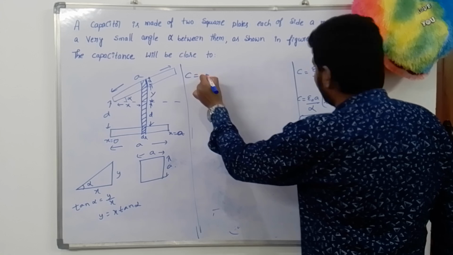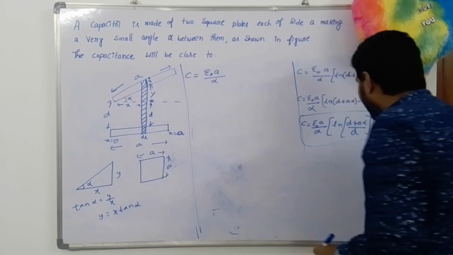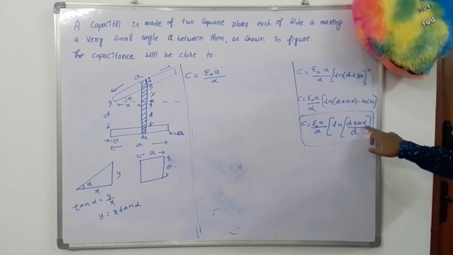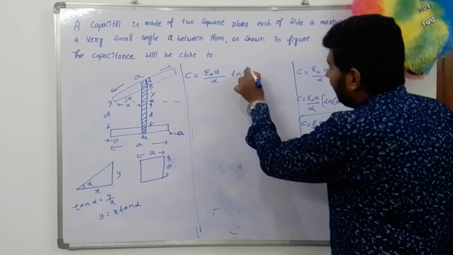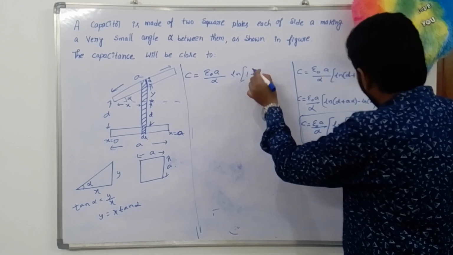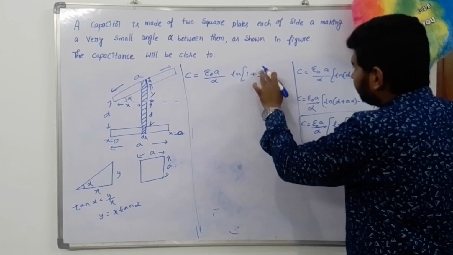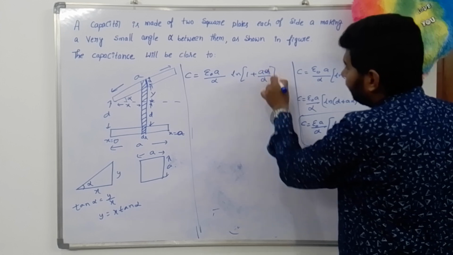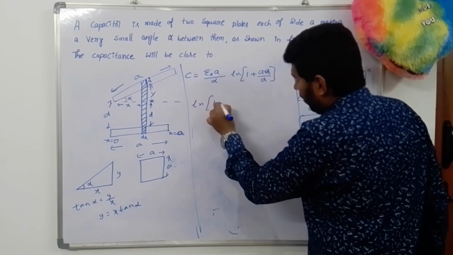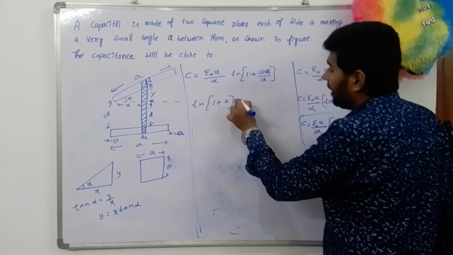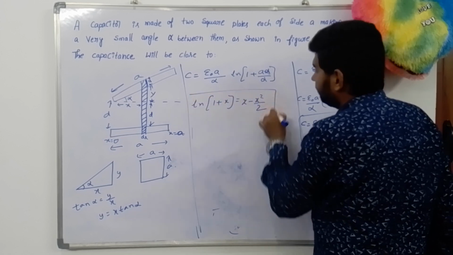C is equal to epsilon naught a by alpha. How to write this one? ln of d plus a alpha by d. Is there any common terms here? I can write ln of 1 plus a alpha by d. If you observe, it is in the form of ln of 1 plus x. What is the ln of 1 plus x value? x minus x square by 2.